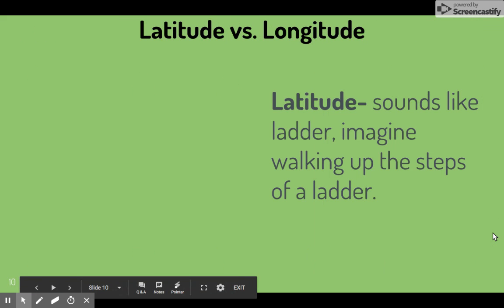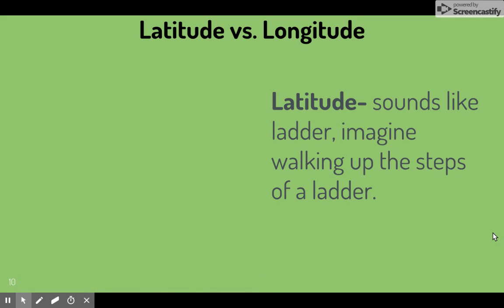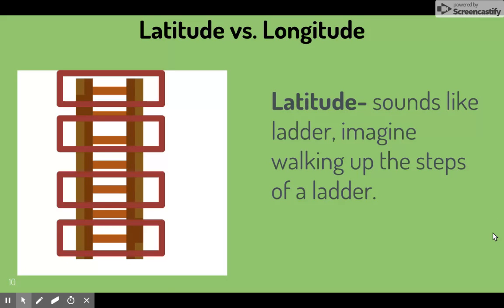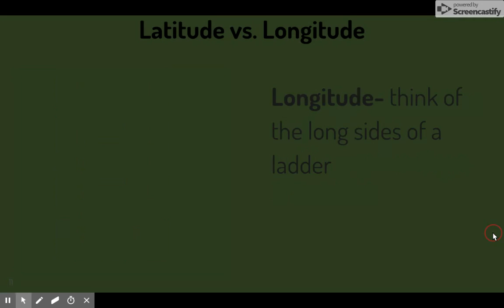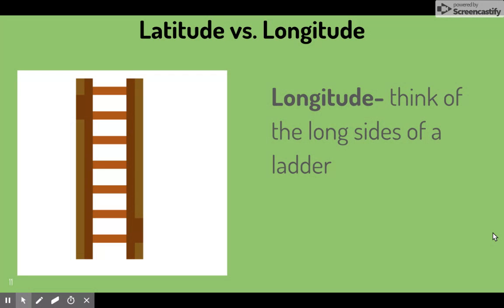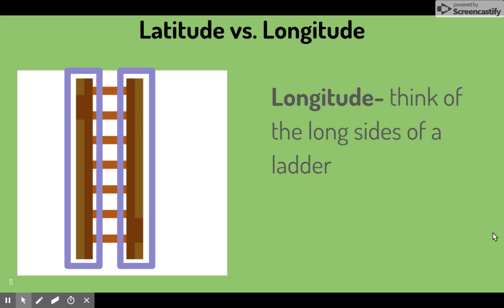These lines can be challenging to distinguish, so here's a way to remember. Latitude sounds like ladder. So I like to imagine walking up the steps of a ladder to remember that latitude lines measure north and south. If I am climbing a ladder, I'm moving up and down, similar to north and south. For lines of longitude, I like to think of the long sides of a ladder. If I wanted to paint a house, I would have to move a ladder to different spots, similar to moving east and west.